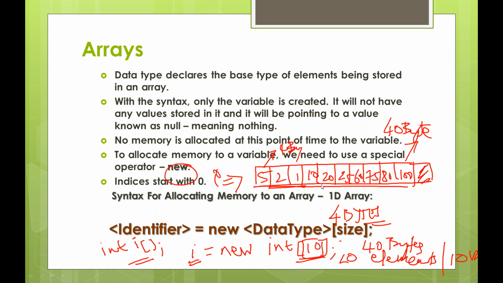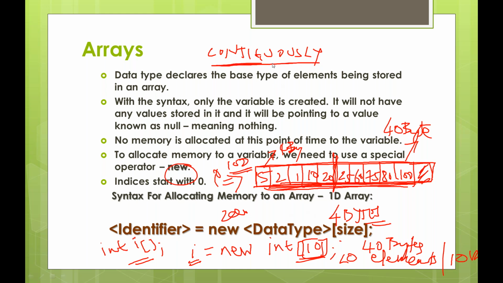One important thing to remember about arrays is that memory is allocated contiguously. Contiguously is nothing but in one block. It is not like five elements are stored at one address, say address 100, and another five are stored at 200. It is not like that. They are stored contiguously, that means in one block. That is how it is designed.